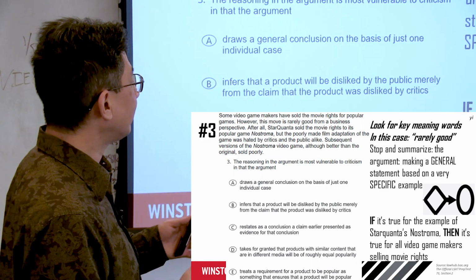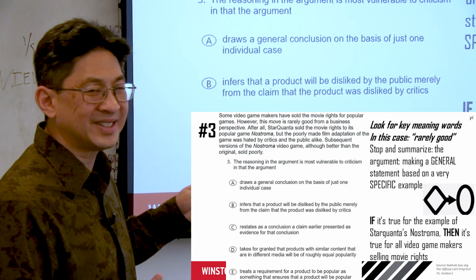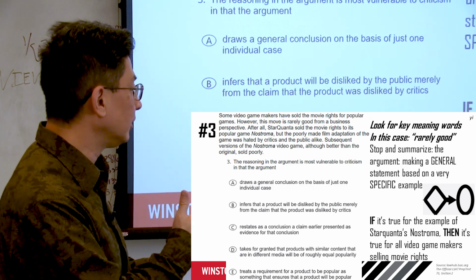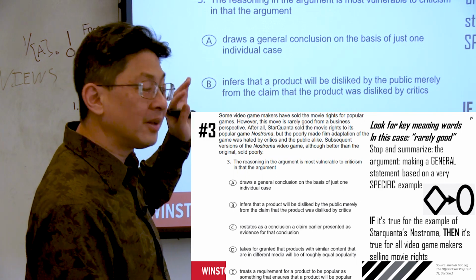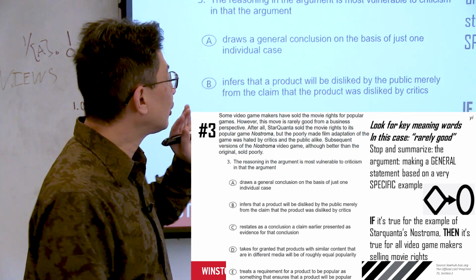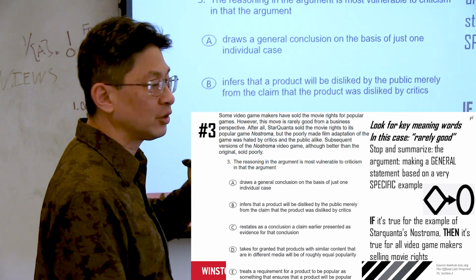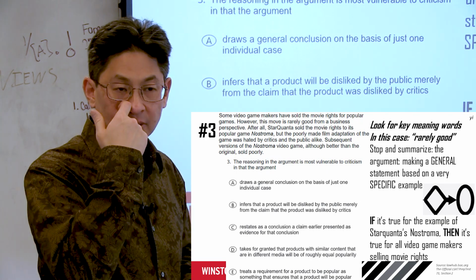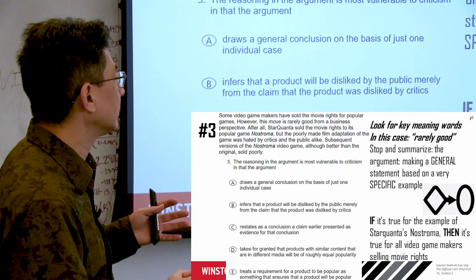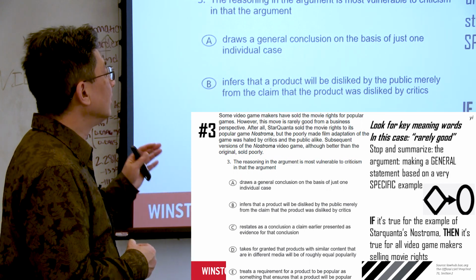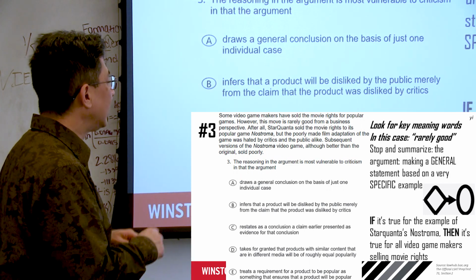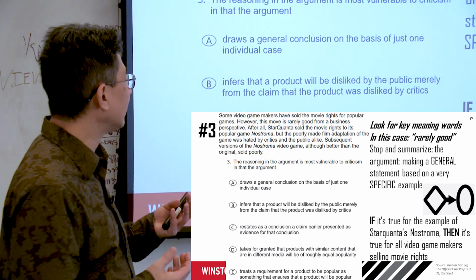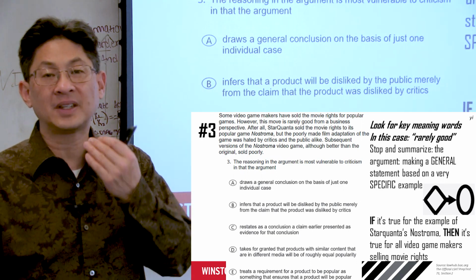And here we go. We have to figure out what's happening. What is the argument here? Something that's very important to note, you're going to see that a lot of the time spent in this prompt is talking about Star Quanta and Nostromo. They are giving you a single example in order to illustrate a broader point. All right, that's how you stop and summarize. You take the argument and say, what are they really saying? Well, they're making a general statement based on a very specific example.